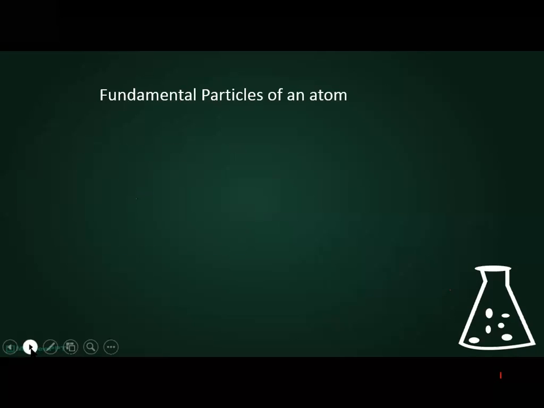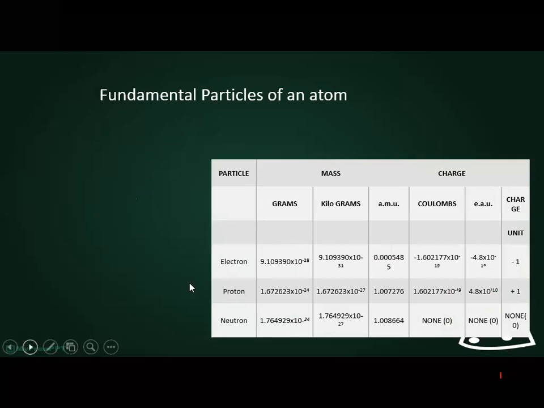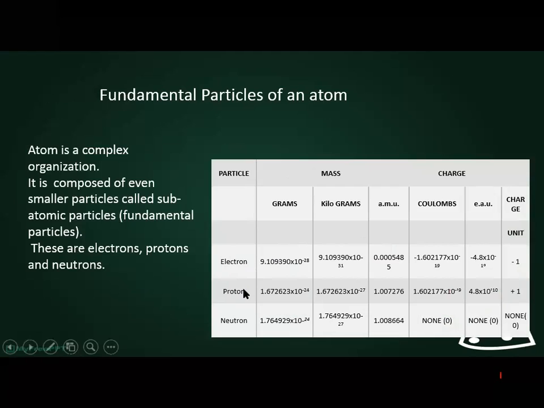Now, what are fundamental particles of atoms? Fundamental particles of atoms are electrons, protons, and neutrons. An atom is a complex organization. It is composed of even smaller particles called subatomic particles, right? These are electrons, protons, and neutrons.